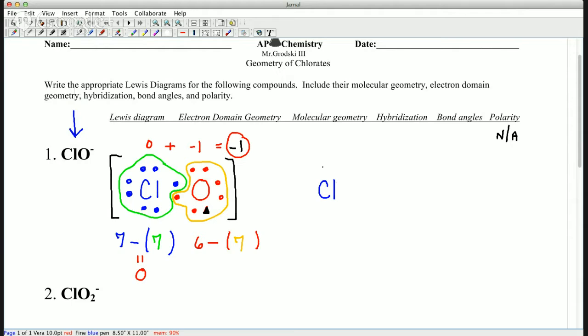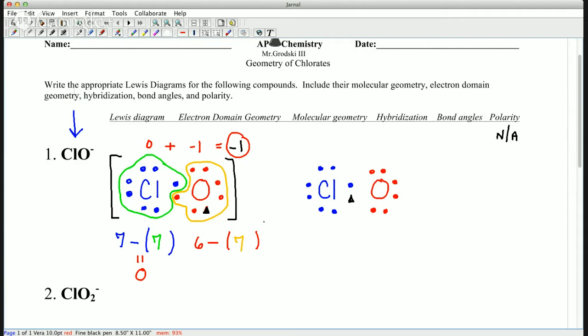Okay, what I'm going to say is I'm going to start with my 7 valence electrons, and put out the oxygen's electrons, and it has 6. All right, 1, 2, 3, 4, 5, 6. And then I'm going to put out that black triangle to show that that is needed. But now what I'm going to do is I'm going to make a double bond.